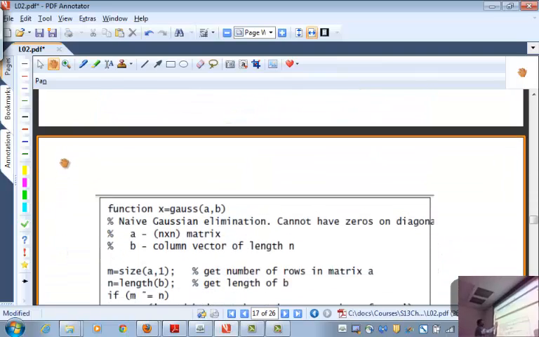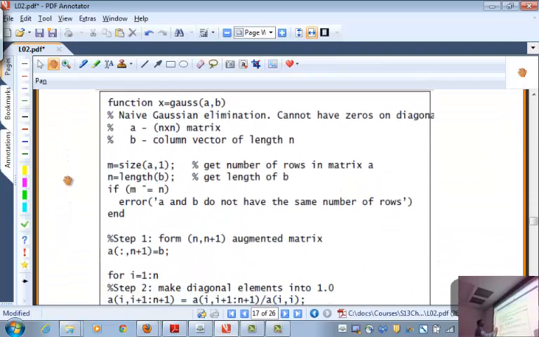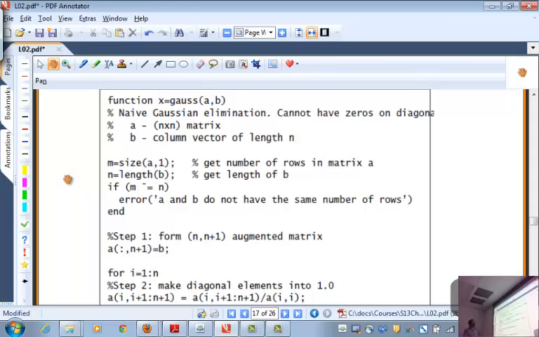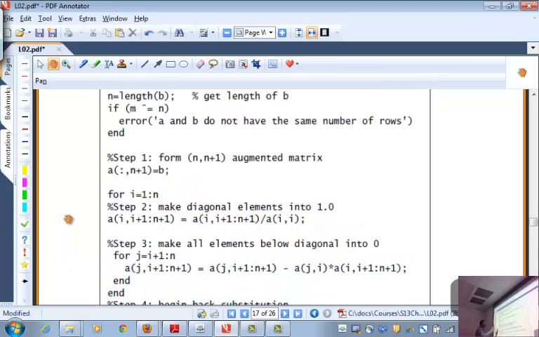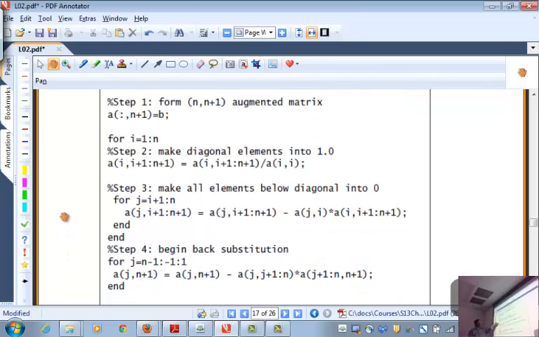So this is the MATLAB code for the naive Gaussian elimination, and I want you to again study that. That's why I put it here. Essentially, I am putting the vector b on the n plus 1th column. I need to pass A and b. A is the matrix and b is the vector, and it's going to return the solution vector x. Okay. So I have a few error checks, and then the first step is to form the augmented matrix, and then I have step by step, steps 2, 3, 4 that I've identified.